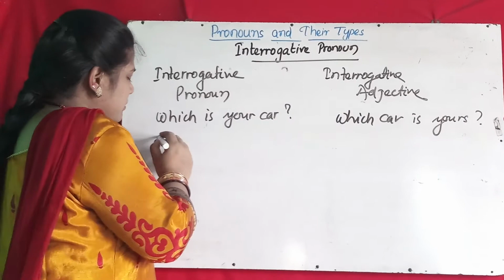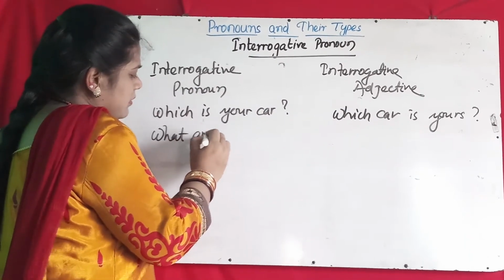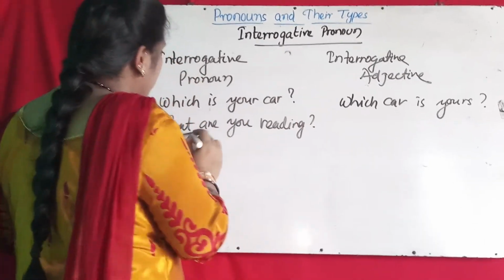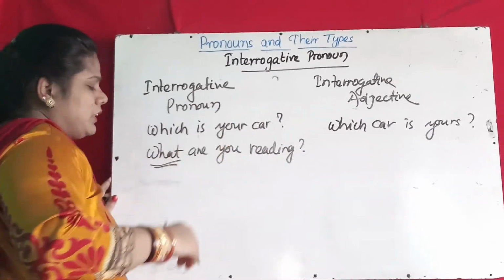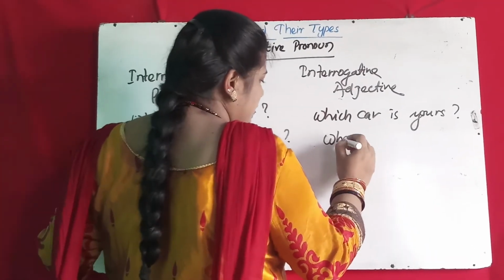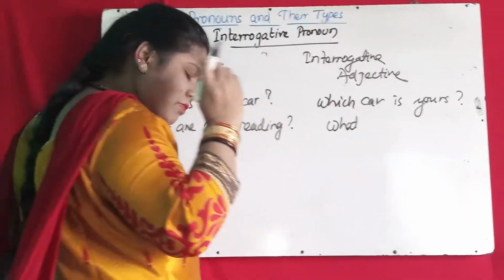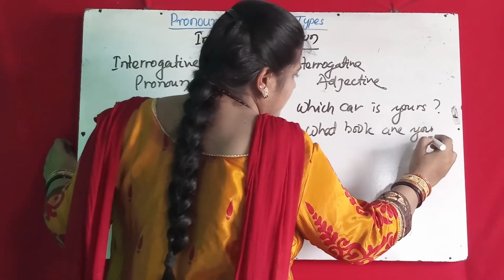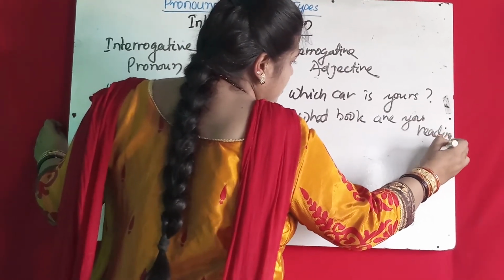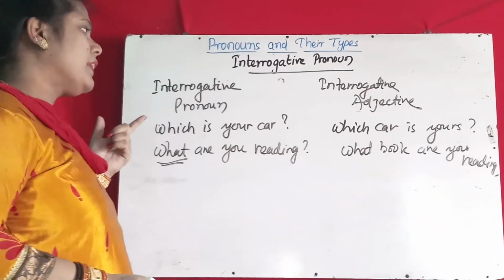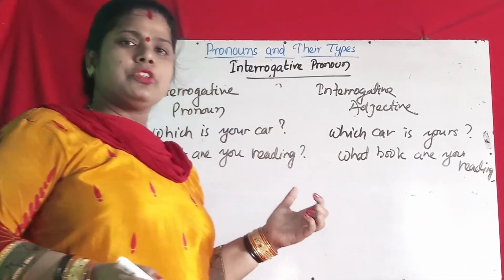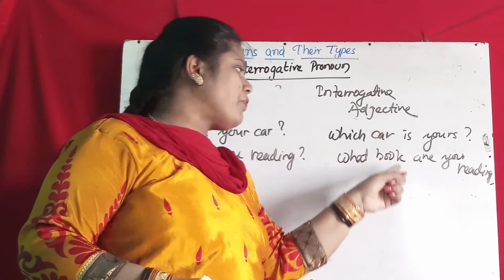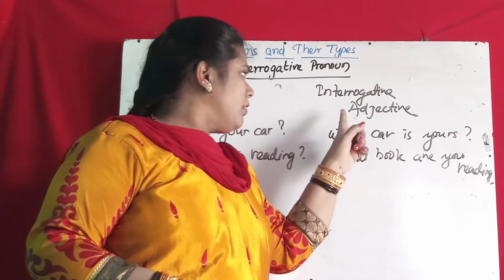Suppose, what are you reading? Here what is an interrogative pronoun. When you change it into an interrogative adjective, it is, what book are you reading? So interrogative pronouns also have two types, interrogative pronoun and interrogative adjective, called according to use. If it is used in place of a noun, it is called an interrogative pronoun. If it is used before the noun, it is called an interrogative adjective.